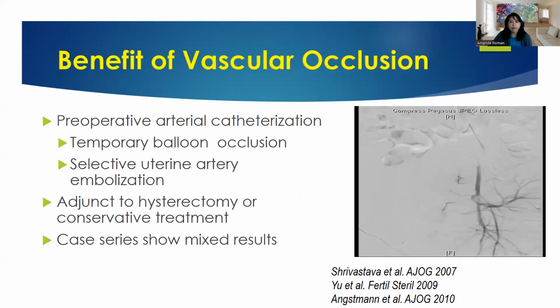The benefit of vascular occlusion, we have a temporary balloon. In the first case we had, the iliac and the uterine arteries were so large that the balloon couldn't occlude the vessel. So they had to buy new catheters with larger balloons, so they were able to occlude the iliac artery. So you have to take into consideration how large the vessels are during pregnancy, that they cannot be occluded sometimes.